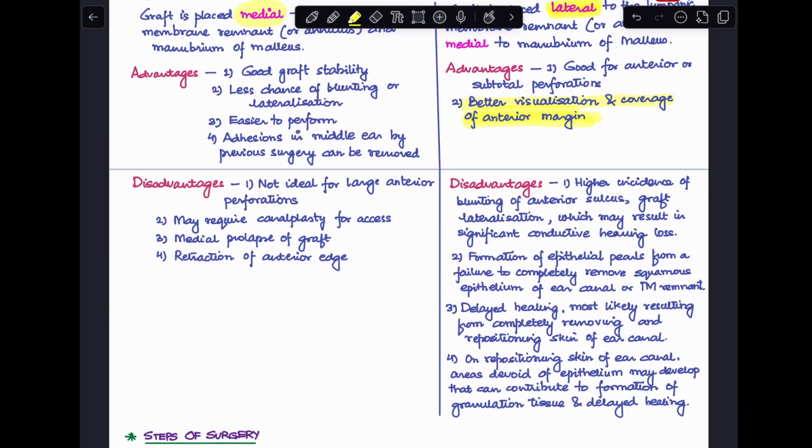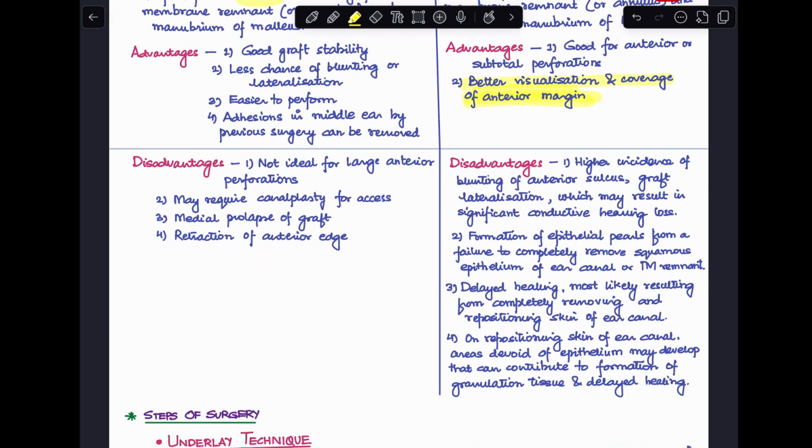The disadvantages of overlay techniques are there is a higher incidence of blunting of the anterior sulcus and graft lateralization, and this can lead to a significant conductive hearing loss. There can also be formation of epithelial pearls from a failure to completely remove squamous epithelium of the ear canal or tympanic membrane remnant. There can be delayed healing of the patient.